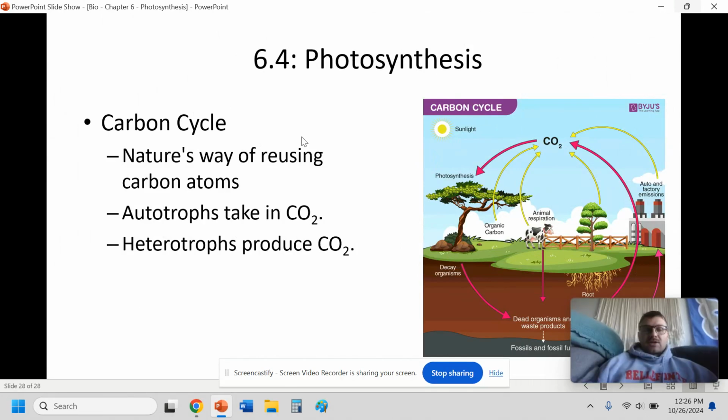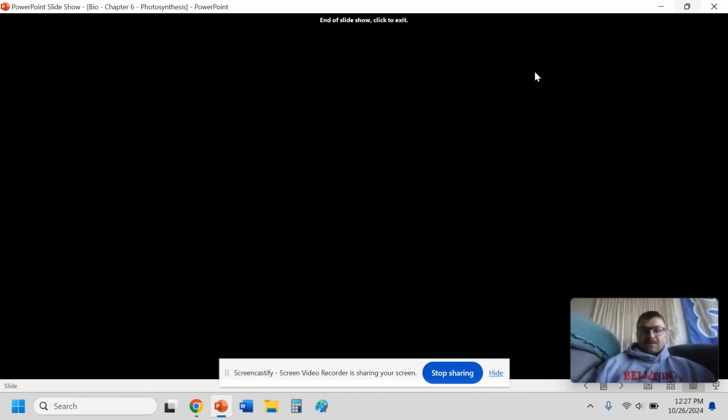Lastly, we're just going to mention the carbon cycle. This is a part of the carbon cycle where a lot of different processes emit CO2, but photosynthesis takes that back in and makes it into sugar. So essentially, the autotrophs take in CO2 and the heterotrophs produce CO2, and there is a cycling of this carbon between these two types of organisms. This is going to be the end of chapter 6.